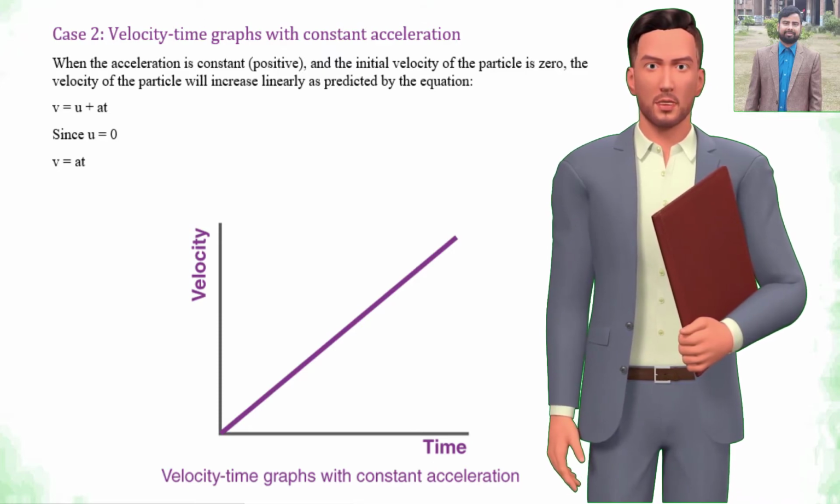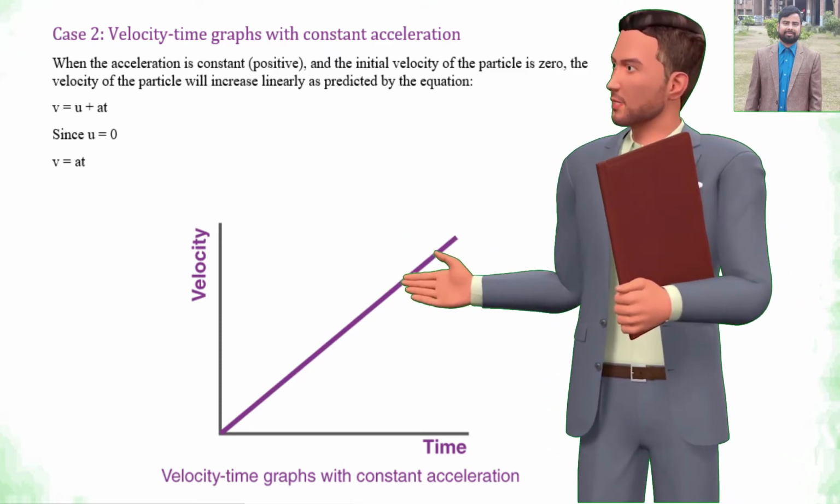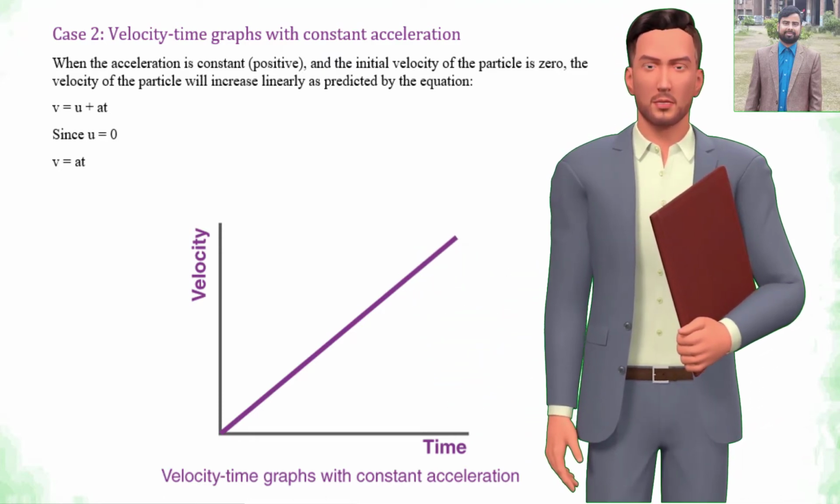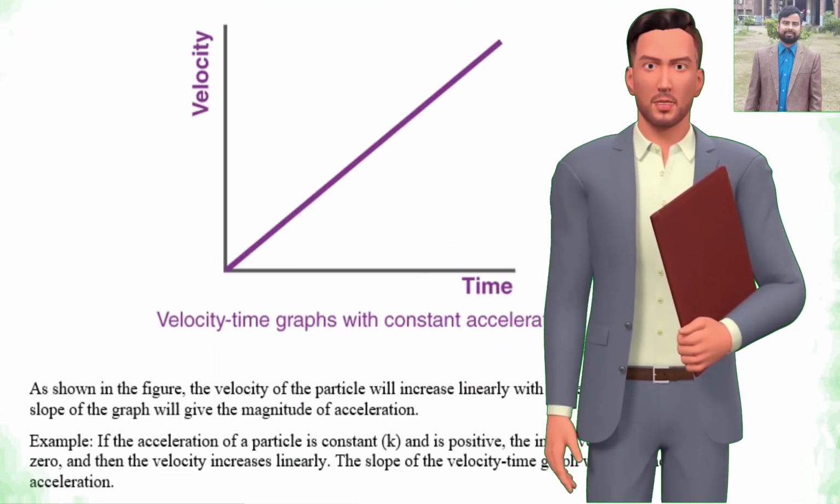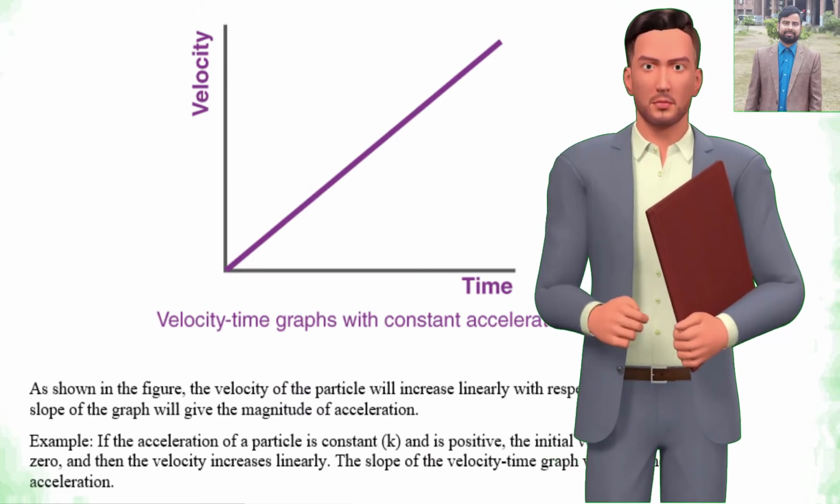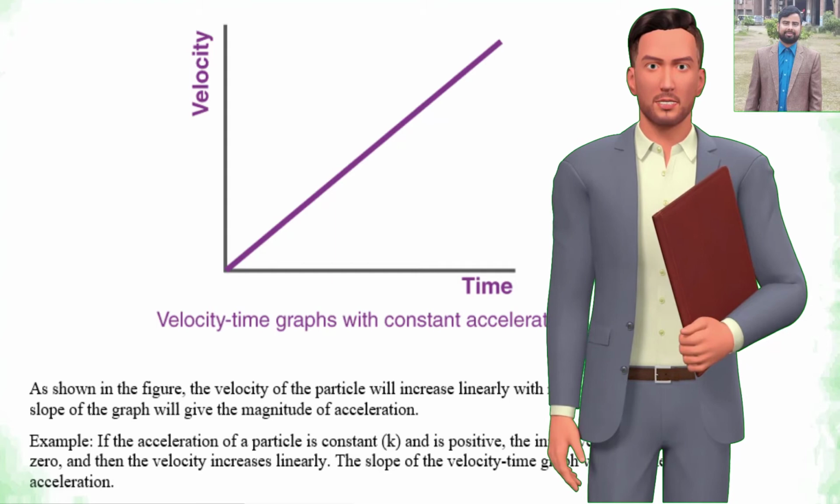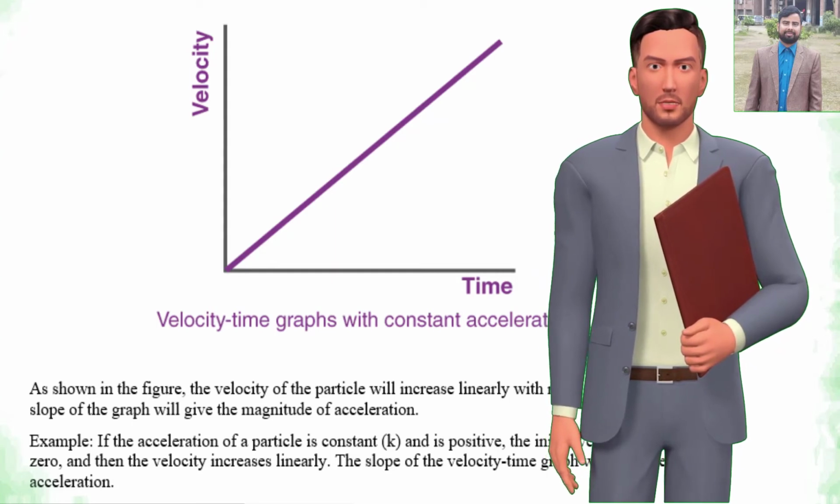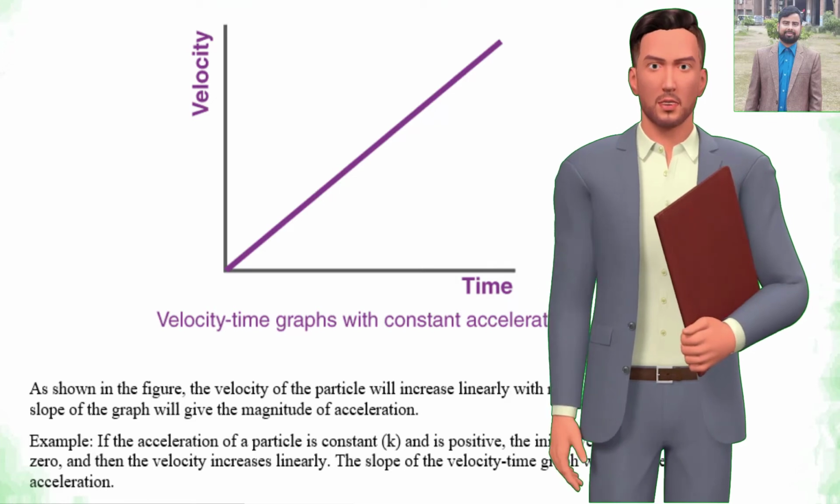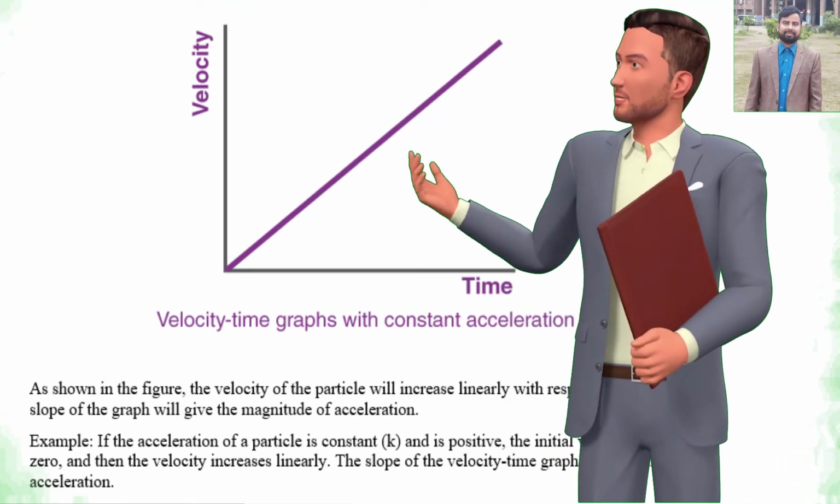Case 2. Velocity-time graphs with constant acceleration. When the acceleration is constant positive, and the initial velocity of the particle is 0, the velocity of the particle will increase linearly as predicted by the equation, v equals u plus at. Since u equals 0, v equals at. As shown in the figure, the velocity of the particle will increase linearly with respect to time. The slope of the graph will give the magnitude of acceleration.